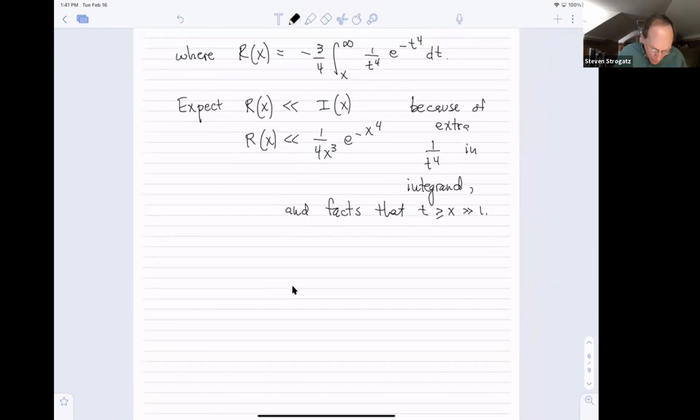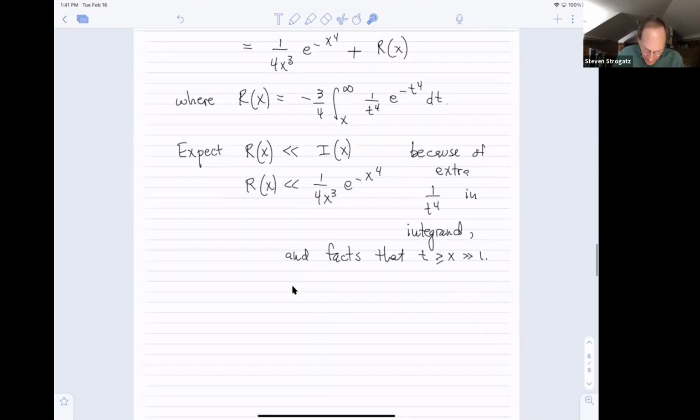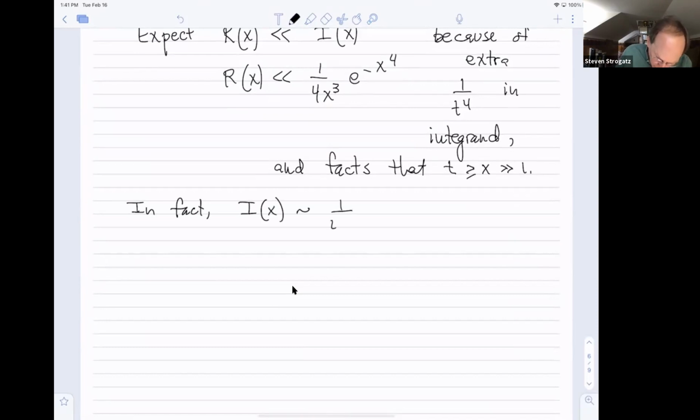All right, so in fact, what we're going to be able to show is that, given that this remainder is much smaller than this first term, what we have generated here qualifies as an asymptotic approximation to the integral I. So we're going to prove that. So what I'm claiming is that, in fact, we're on the brink of showing here that I of X is truly asymptotic to this first term, 1 over 4x cubed e to the minus x to the fourth.